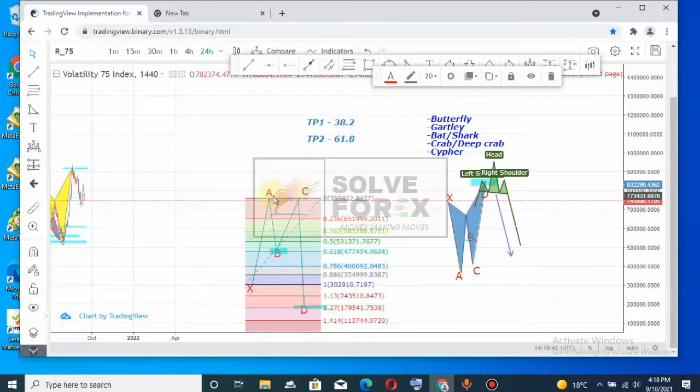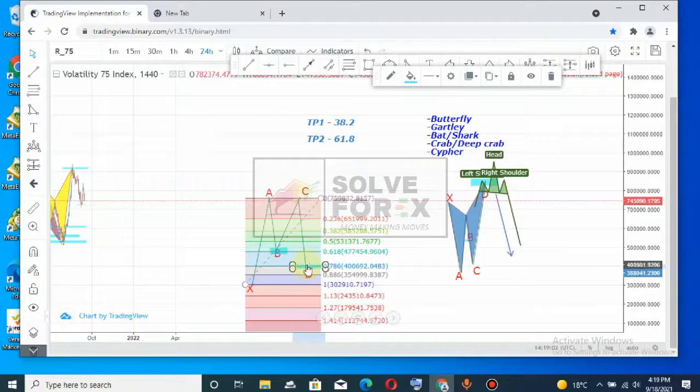It's either to be level on this one or it must be below that first leg. It mustn't break it. When it comes back to your D point, then it must go all the way to 786 right here. Then that's your D point of your Gartley pattern.